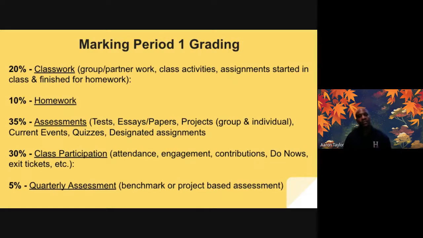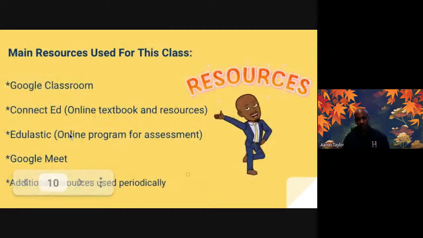It should be a high grade. 10% is homework, 35% is assessments: tests, essays, writing tasks, projects, current events, and ongoing assignments throughout the year, which is also a quiz grade, other quizzes, and designated assignments. And then 5% is quarterly assessments, a benchmark or project-based assessment that they have at the end of each marking period. So that's their grading breakdown.